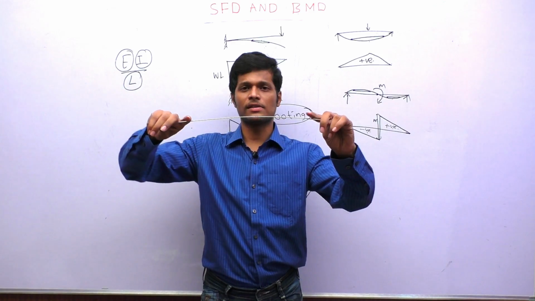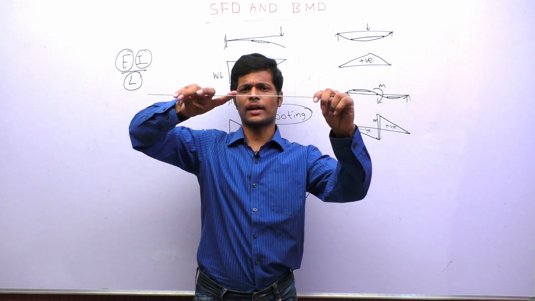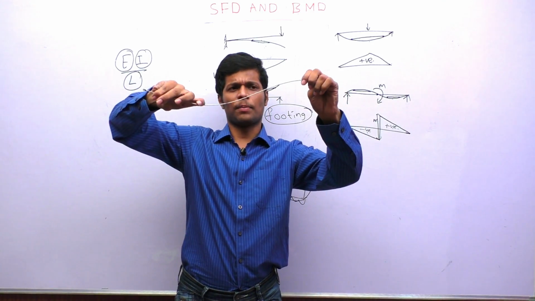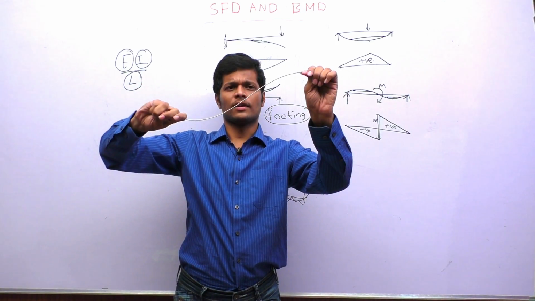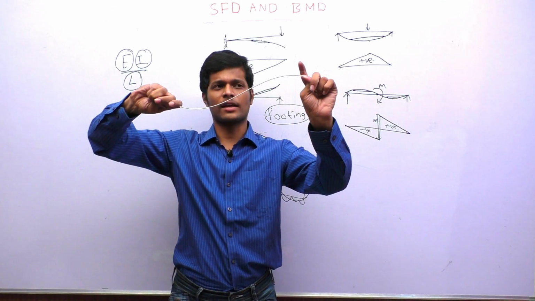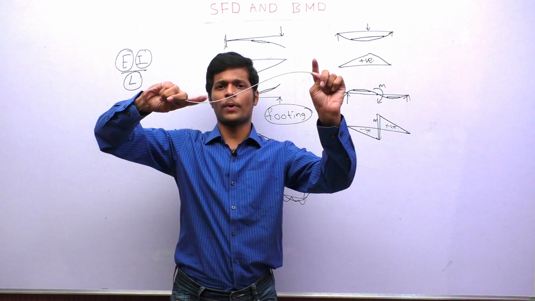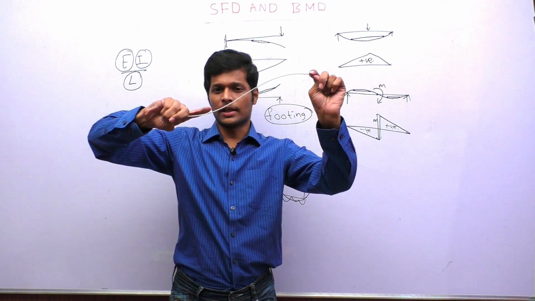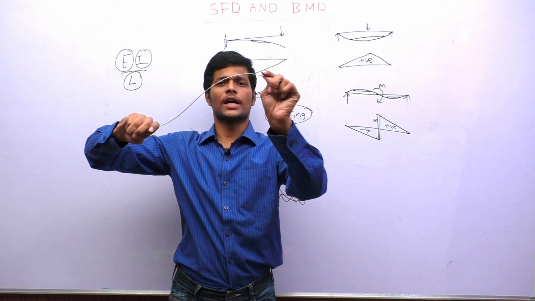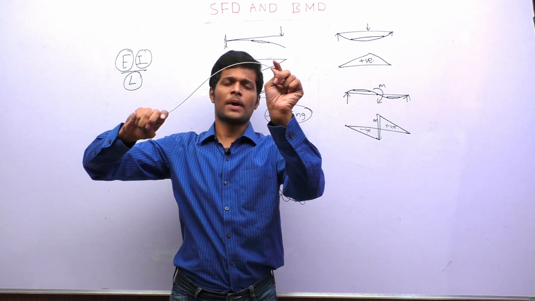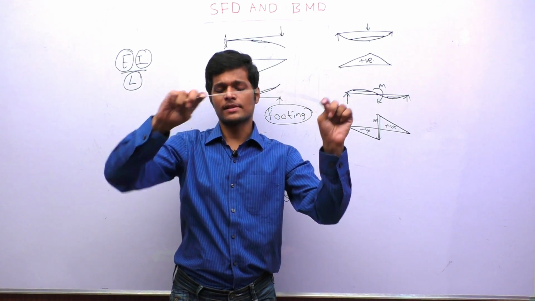Okay. So if a couple is applied, what happens? So if a couple is applied at the center like this, you can see this part is in hogging and this part is in sagging, because if you join any 2 points this side, then the curve is below the line. So if you join any 2 points on this side, then the curve is above it. So this part is in hogging and this part is in sagging.